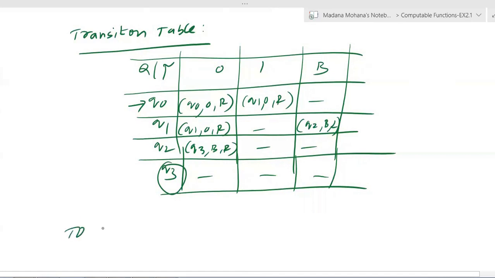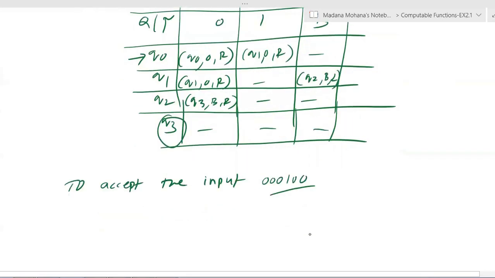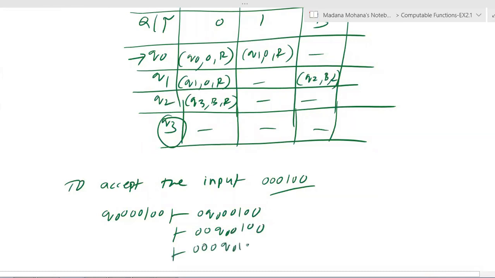Now similarly, verify any one input to accept the input. So the input you can take compulsorily with a digit combination. Suppose here 3 zeros, 1, 2 zeros. Now let us check with this. So q0 0 0 0 1 0 0. Then skip all zeros till you get 1. Now 0 q0 0 0 1 0 0. Then again the next 0 also you can skip, q0 0 1 0 0. Then the next 0 also you can skip. Now q0 1 0 0.